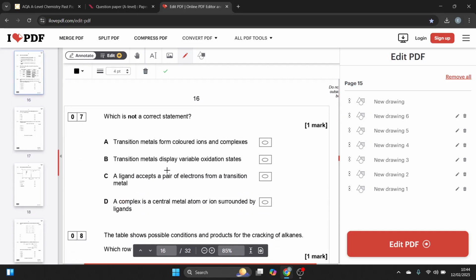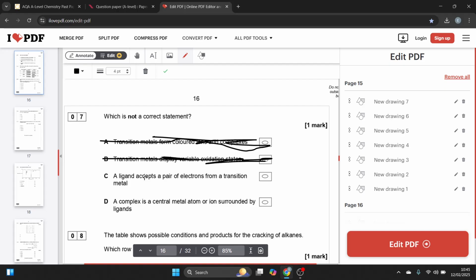Question 7, which is not a correct statement. Transition metals form colored ions and complexes. Even though I haven't really gone through it in class, I know that's true. I've gone through it by myself. They display variable oxidation states, that's also true. A ligand accepts a pair of electrons. No, it donates a pair of electrons. So therefore, C is the incorrect statement.